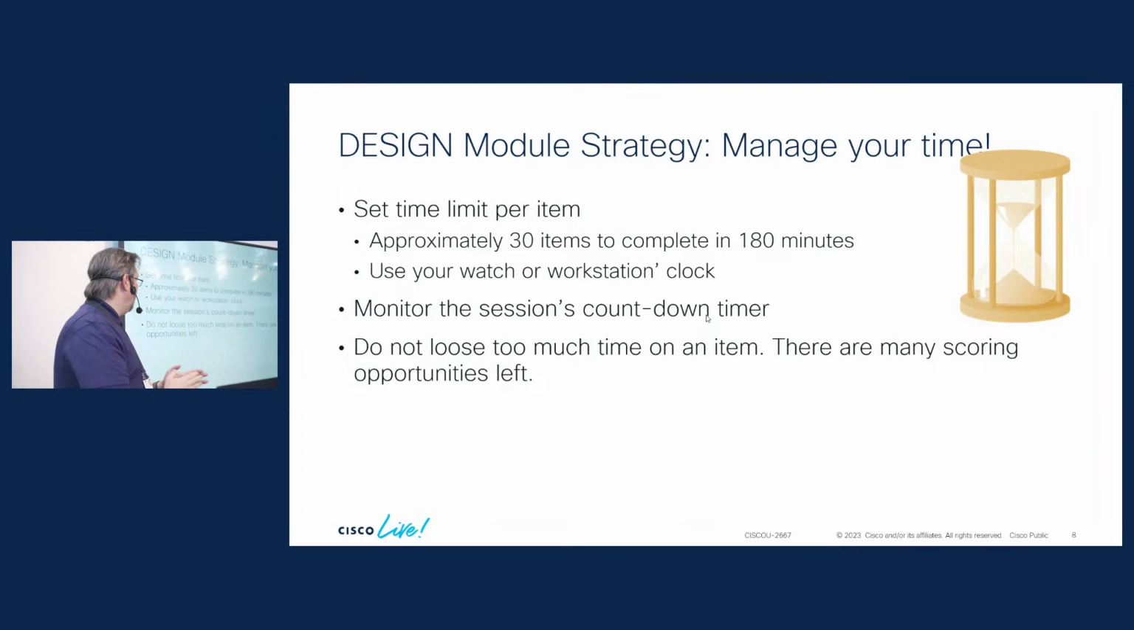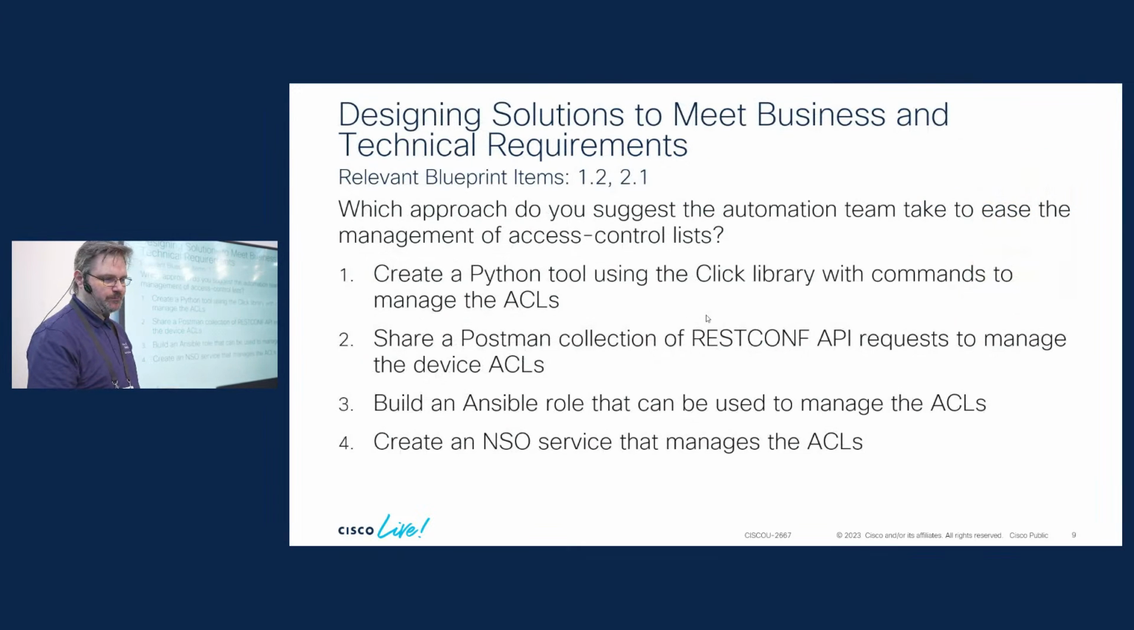So the design module, it's a 3-hour session in the morning, about 30 items roughly. So you can calculate the time you can take for an item. If you take 6 minutes, as a general rule per item, you should be okay. You can watch the time on your watch or the workstation to time how much time you use for an item. And don't lose too much time on one item, because there are so many items on the design part, you always have new scoring opportunities.